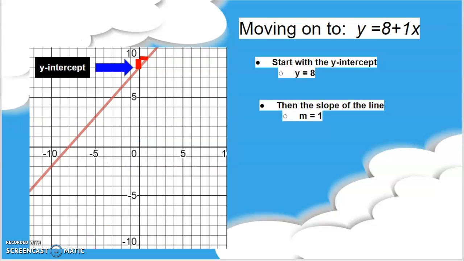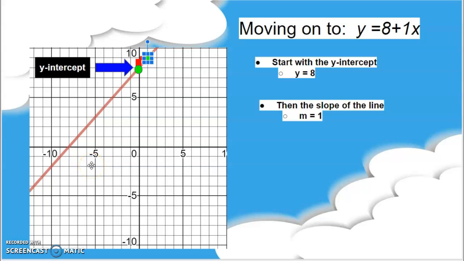Now let's move on to y equals 8 plus 1x. And again, we start with the y-intercept, which is 8. So we go ahead and place a dot where 8 is. And our slope of the line is 1. So we go ahead and go up 1 and over 1.